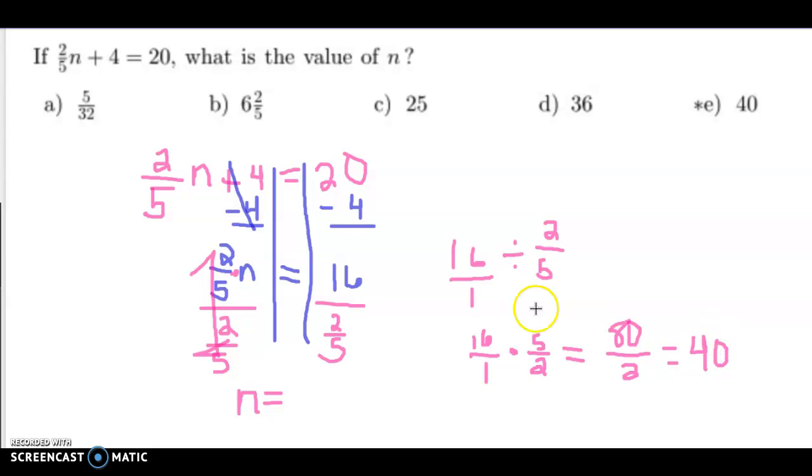But you can go ahead and just put it in your calculator as 16 divided by 2/5. And you should still get the same answer of 40. And here it is. Good luck.